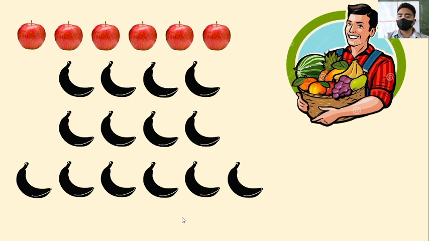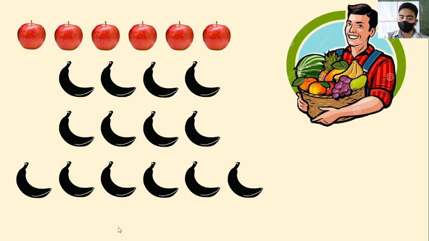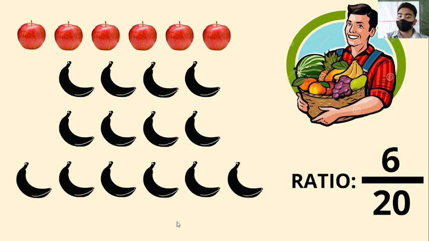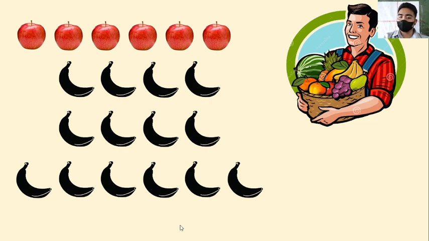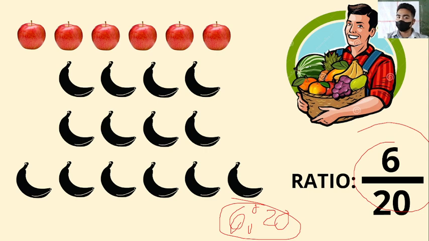If that's 6 over 20, do you think that this is the final answer? This is the ratio? It could be in this form, 6 over 20, or in a colon. What is in the colon? It is 6 is to 20. Correct? But do you think that this is the final answer, 6 over 20 in fraction form or this one?